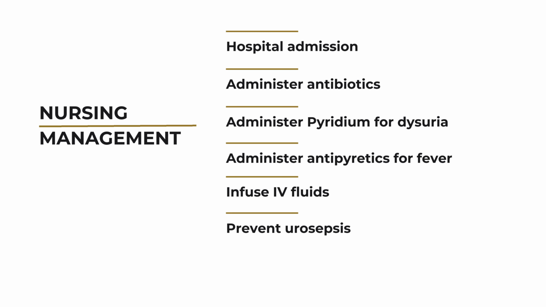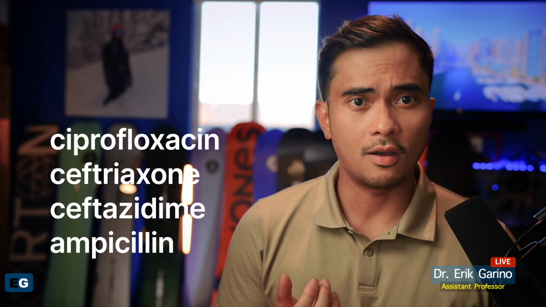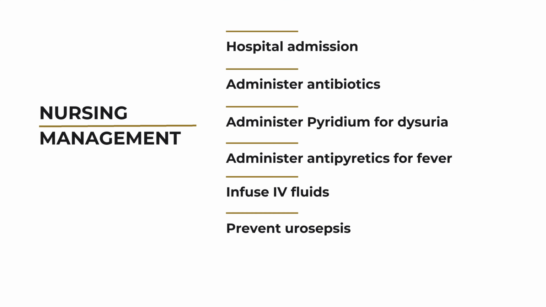A patient with severe kidney infection needs to be admitted to the hospital and treated with IV antibiotics such as ciprofloxacin, ceftriaxone, ceftazidime, and ampicillin. We can give them phenazopyridine, also known as pyridium, for relief of painful urination, administer antipyretics for fever, administer IV fluids for dehydration or if the patient's blood pressure is low, and of course, the main priority is to prevent and treat urosepsis by aggressively giving IV fluids and antibiotics and identifying the cause of the infection.